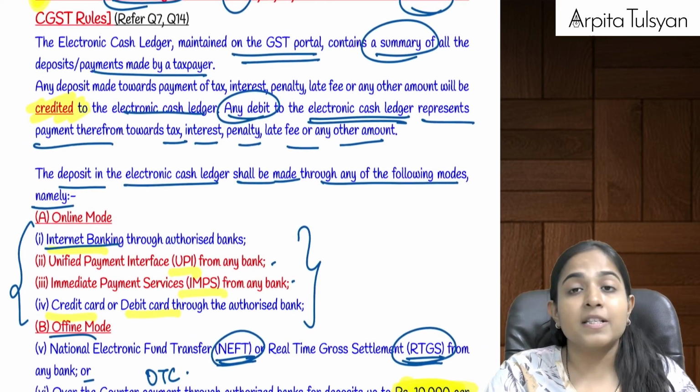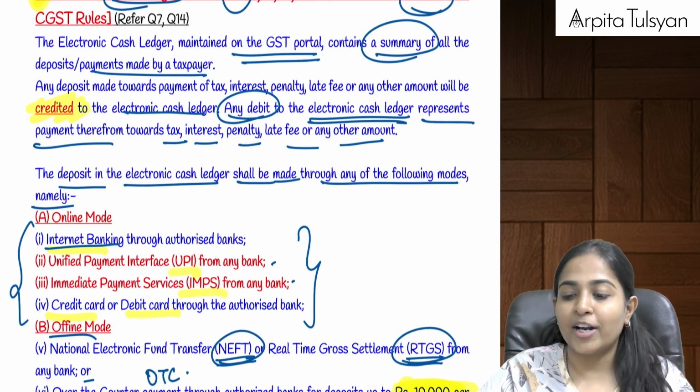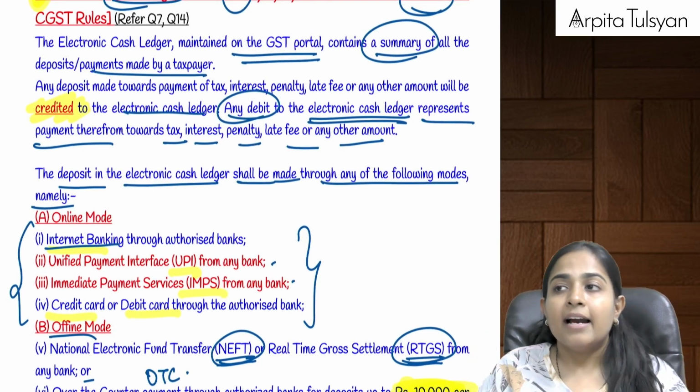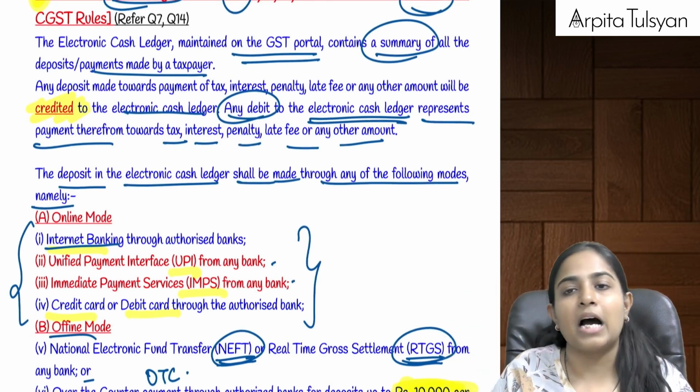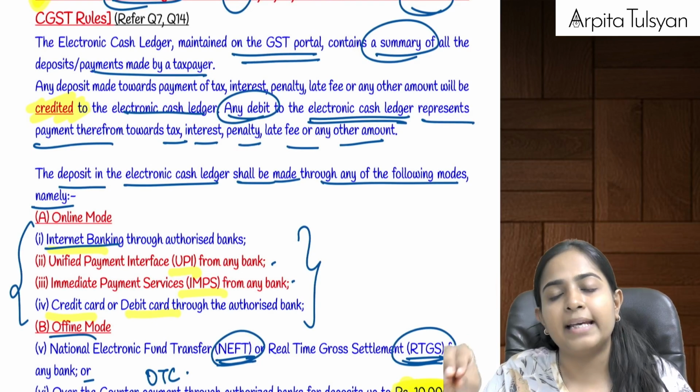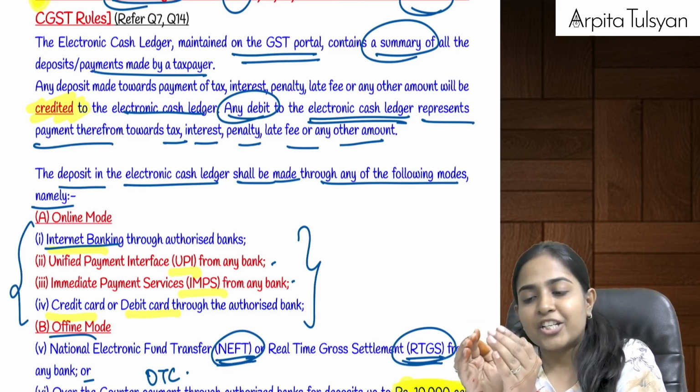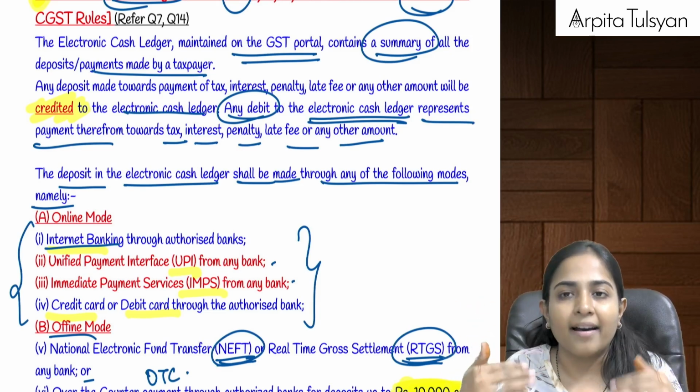So this is not your ITC. Okay, this is not your ITC. This is just like your e-wallet in which you are going to deposit the amount. Okay, why are we putting some amount in the electronic cash ledger? So that the cash ledger amount can be used for discharging our liabilities.